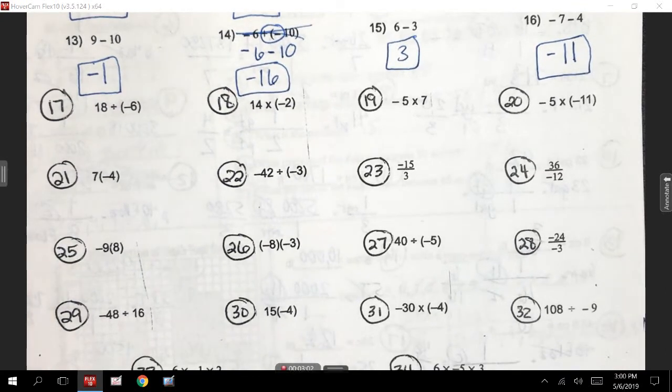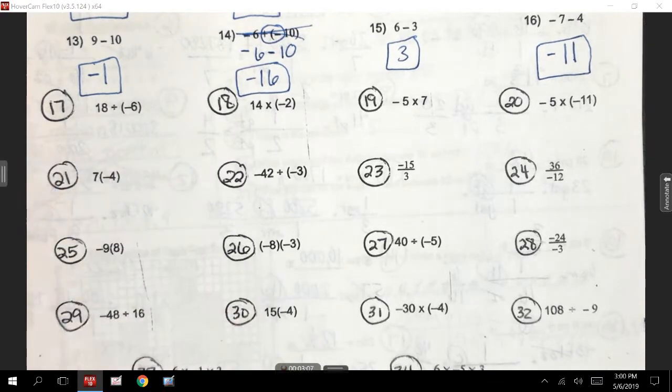All right. Now we're to multiplying and dividing. We can see a clear split here. Remember, multiplying and dividing, I don't look at the big number. It's just the same signs would be positive. Different signs would be negative.